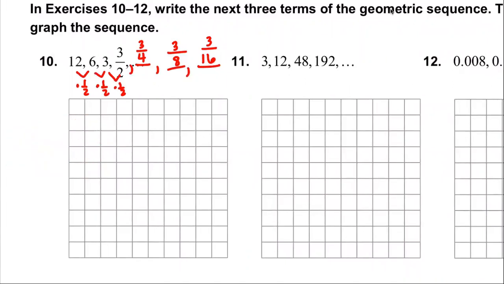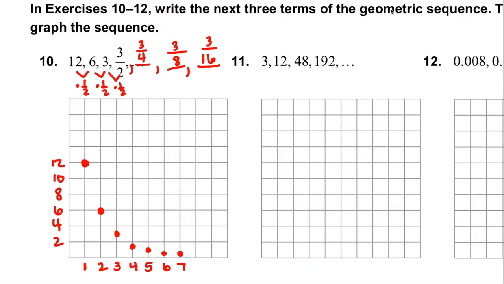Okay, now when it asks you to graph these, okay, this is what it is asking you to do. So let's say 2, 4, 6, 8, 10, 12. So our first term is 12. Our second term is 6. Our third term is 3. Our fourth term is 3 halves. Our fifth term, okay, do you see how this is happening here?